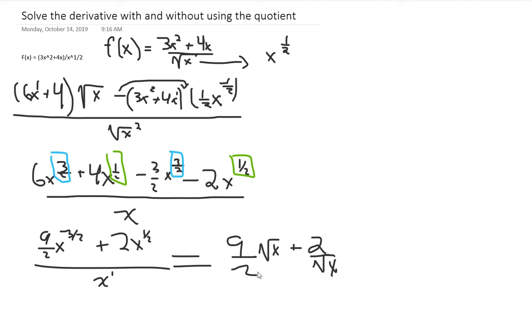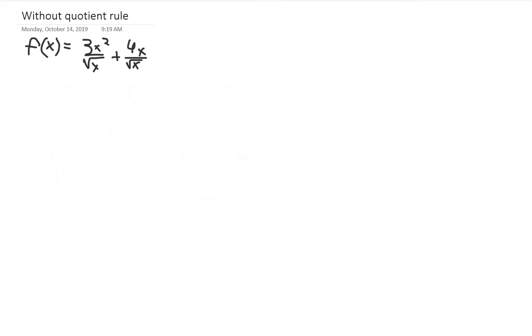So it's important to know that this first one here is multiplied in the numerator, and this one over here is multiplied in the denominator. That's important to know, and that's our answer for the quotient rule. But how do we know if that's correct? Well, we'll repeat what we did, and we'll just do it without the quotient rule.